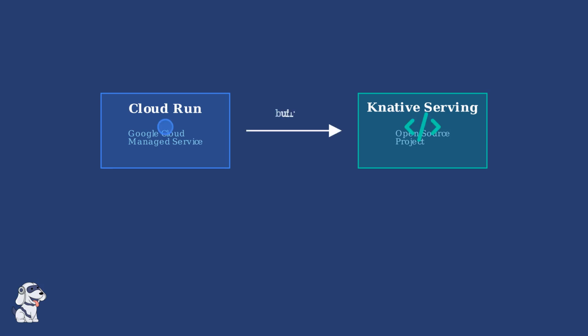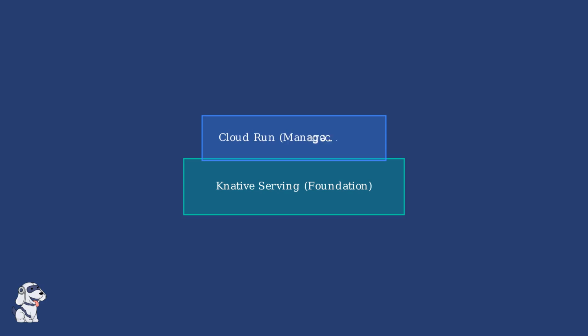Now, here's where it gets interesting. Cloud Run isn't built from scratch. It's actually built on top of native serving. Think of native as the foundation and Cloud Run as Google's managed wrapper around it. Here's a better way to visualize their relationship. Native serving provides the foundational serverless capabilities, while Cloud Run adds Google's managed services, monitoring, and enterprise features on top.